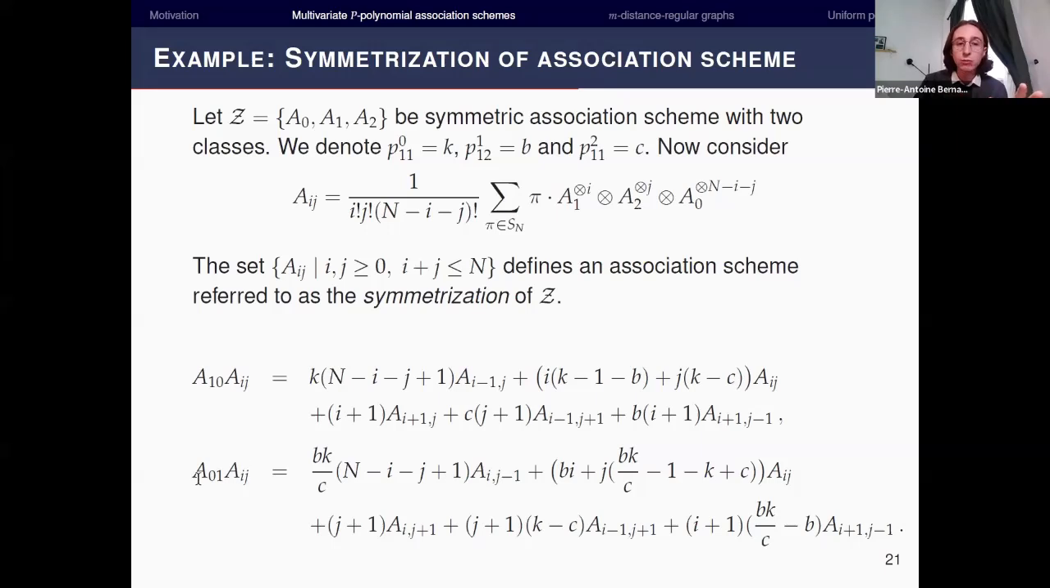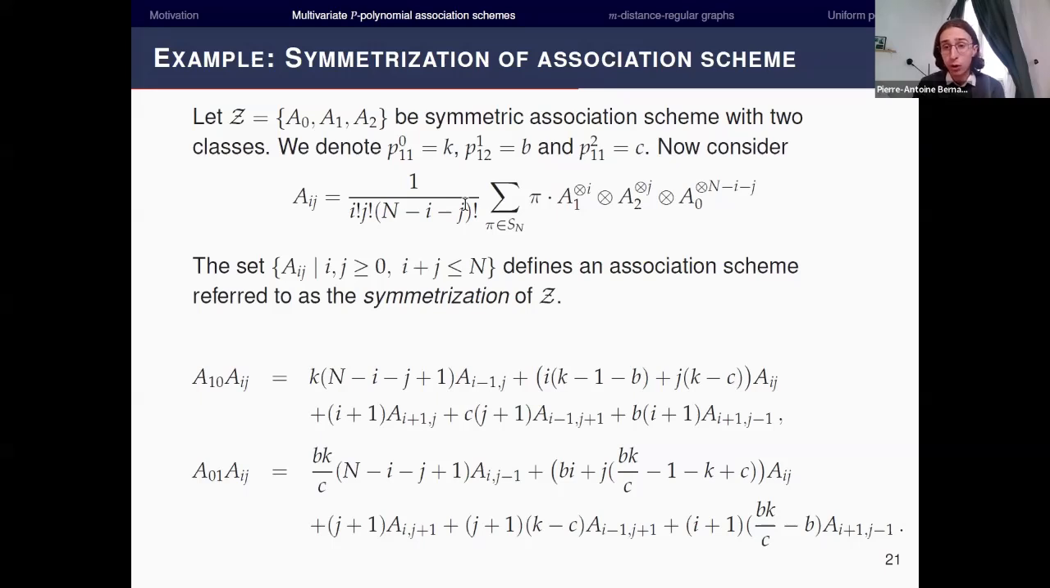And you have a similar relation for the action of A10 on Aij. And so basically, this tells you that a lot of the intersection numbers are 0. And this is, in fact, equivalent to the characterization in terms of intersection number that we had on the previous slide, that was equivalent to saying that it's Bivariate P-polynomial. So from the derivation of these two relations, we know that this symmetrization of a two-class association scheme gives us a Bivariate P-polynomial scheme.